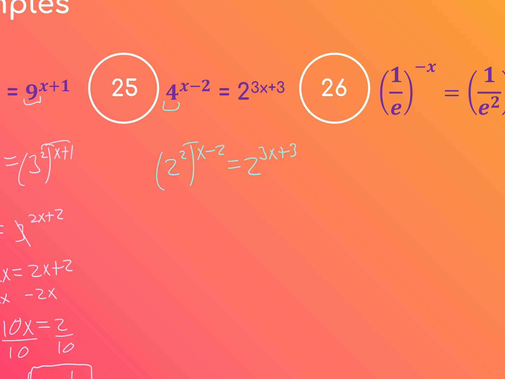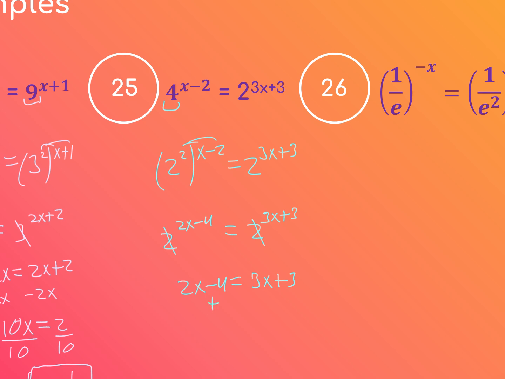And then power to a power, you can multiply the powers. You get 2 to the 2x minus 4 is going to equal 2 to the 3x plus 3. And then now we have the same base. Cancel them out, and you get 2x minus 4 equals 3x plus 3.